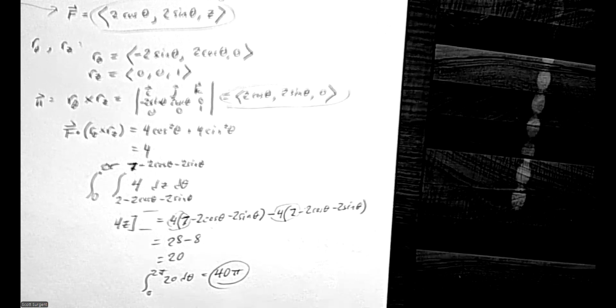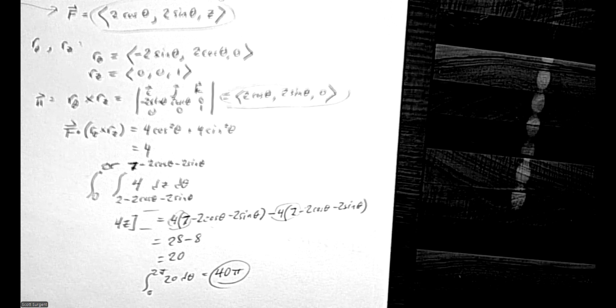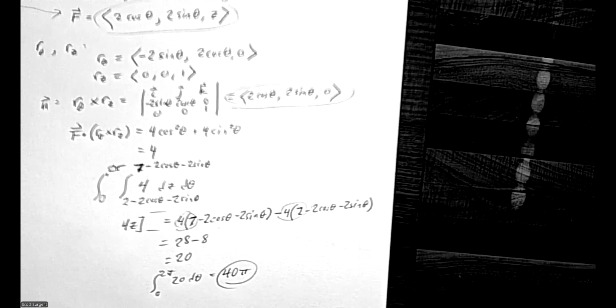And so as far as the z integral is concerned, all these guys just dropped out. And then you just do the outer integral, and you get 40 pi. All right. Did that help or hinder? Well, that was absolutely a help to me.